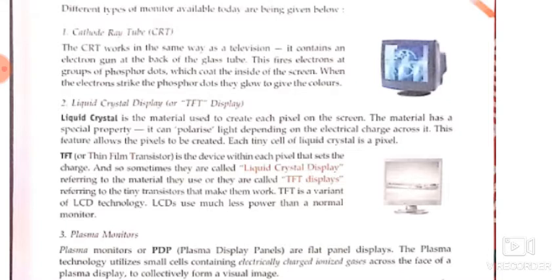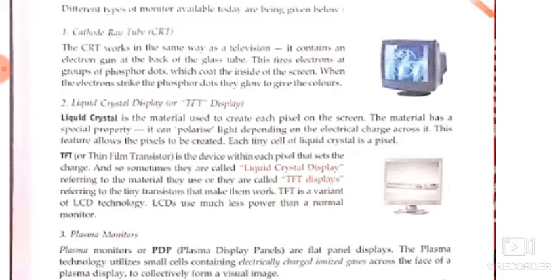The CRT monitor works the same way as a television. The technology behind it is that an electron gun is used at the back of the glass tube, the glass tube on which we see the picture. This electron gun fires electrons at a group of phosphorus dots, which we call pixels, coated inside the screen. When the electrons strike the phosphorus dots, they glow, they shine, and they give the colors.